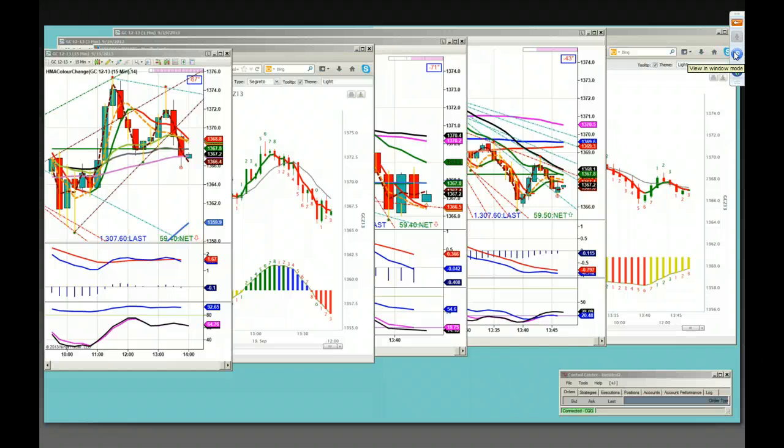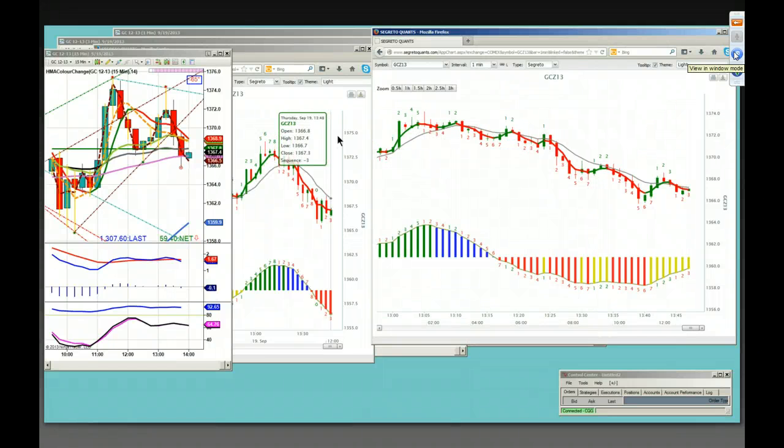Can you go over the Segredo color changes, please? When to trade and when not to? Sure, I can definitely highlight that.